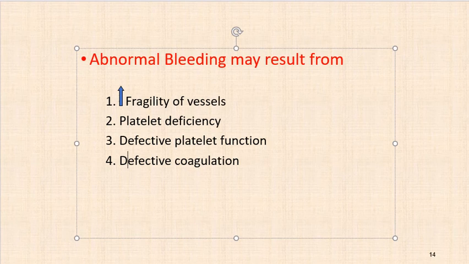So, four things can give rise to abnormal, excessive, prolonged bleeding. Firstly, fragile vessels, increased fragility of the vessels. Secondly, the platelet deficiency. Thirdly, the defective platelet function, that is platelet function defects. And fourthly, the defective coagulation.